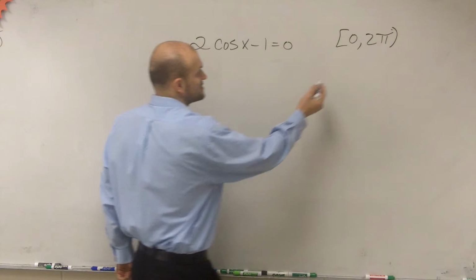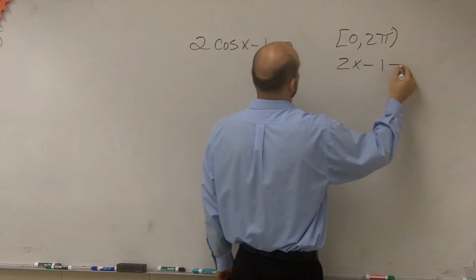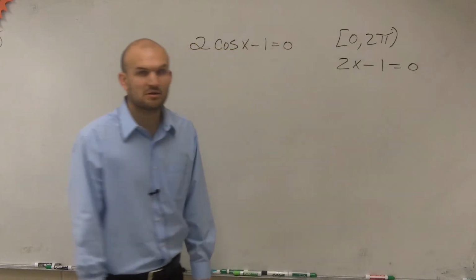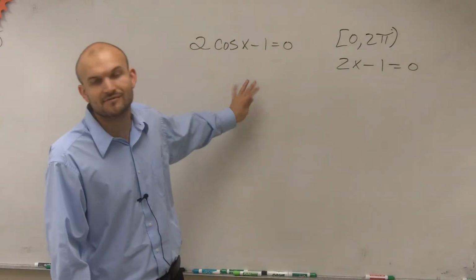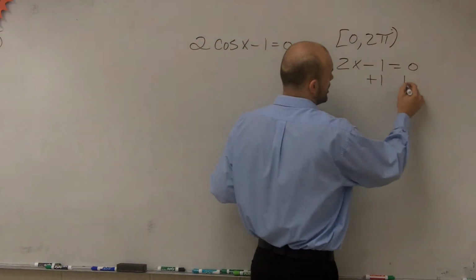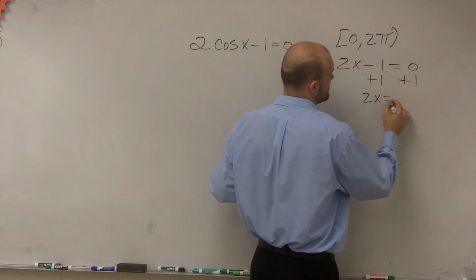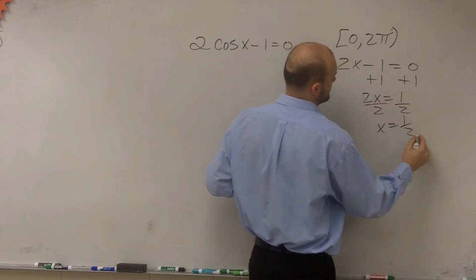If you look at this, forget about the cosine for a second and just say you had 2x minus 1 equals 0. Right? We're just going to apply inverse operations. Now it's going to be a little bit different, obviously, because we have cosine in there. But in general, to start, I want you to think about this as just using your inverse operations.